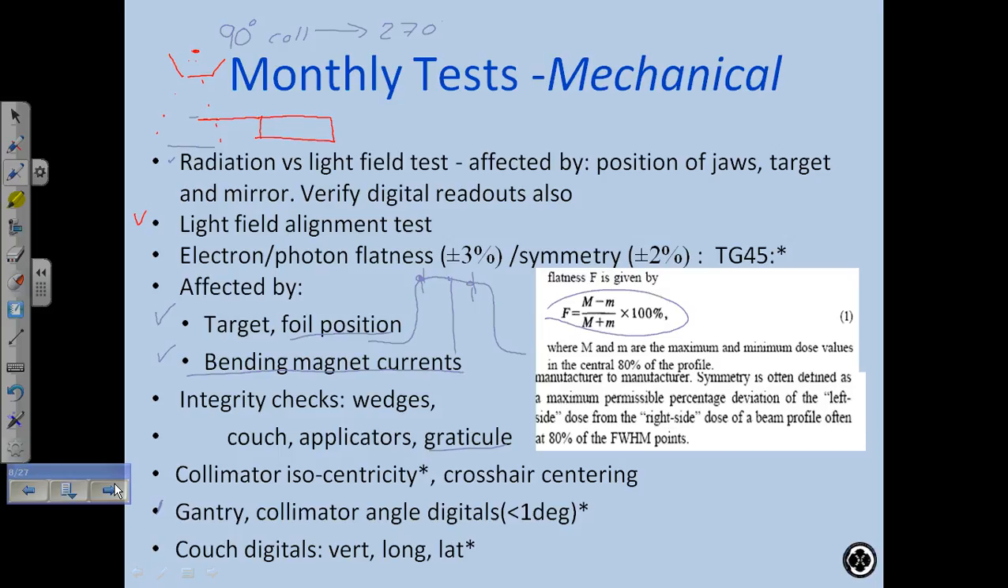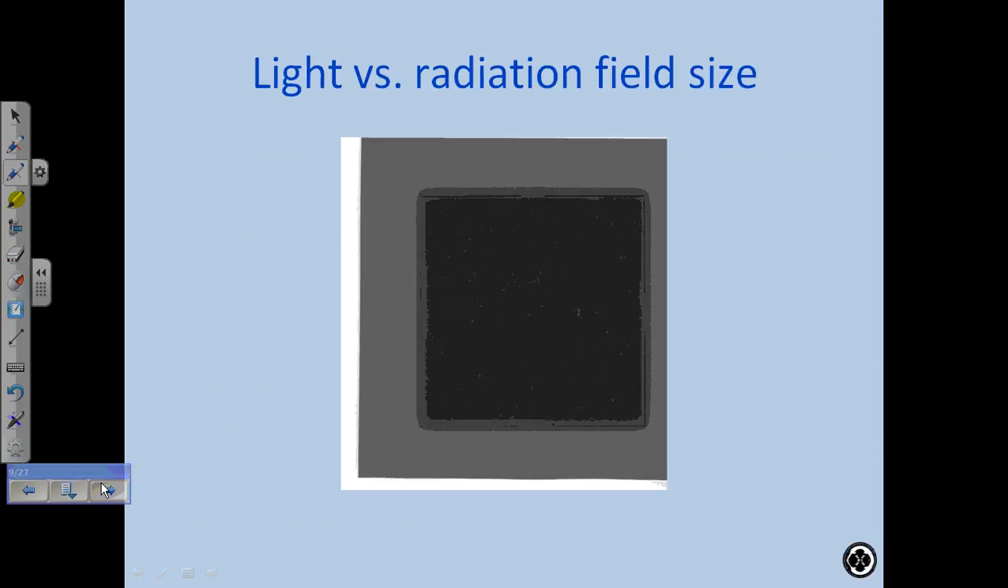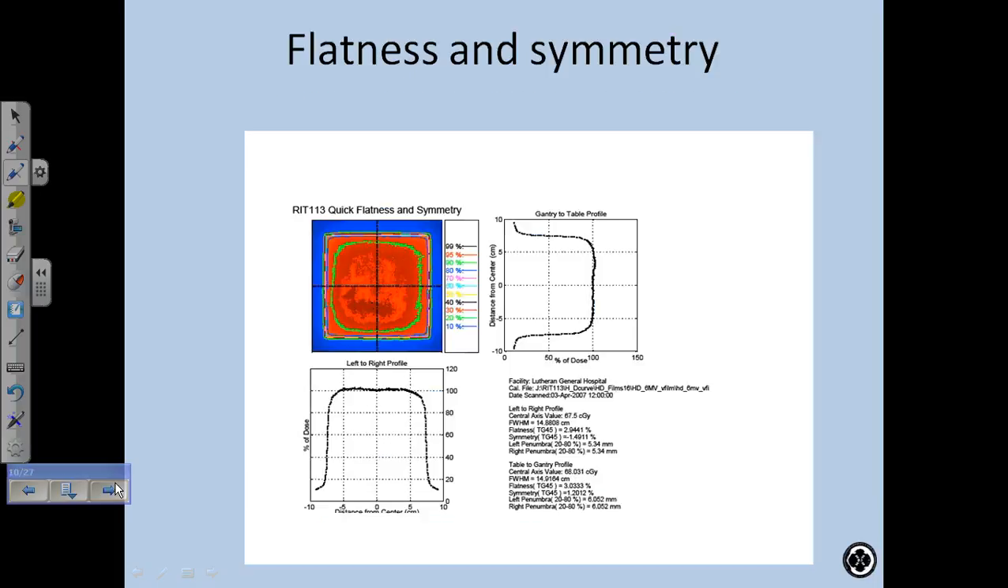So Don, you'll get practice in this when you get a chance. You can't really see it, it's just a film of light versus radiation field checker. And here's an output from RIT. It's an older version of RIT. What we used to do for flatness and symmetry is we would take a film and put it on the treatment couch, irradiate it with a known field size, and then scan it in RIT. This is transparent film, not the RTQA film. We run it through the scanner, and then RIT will give us an output.